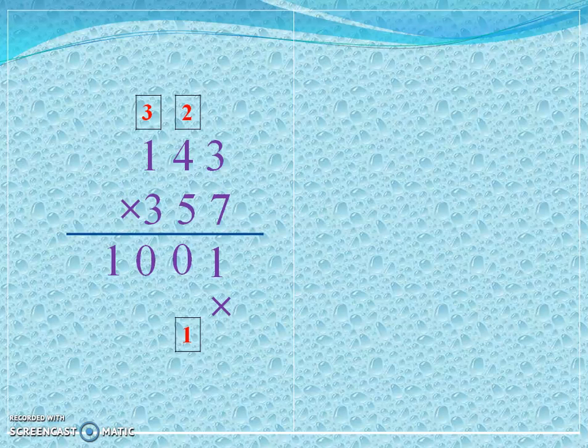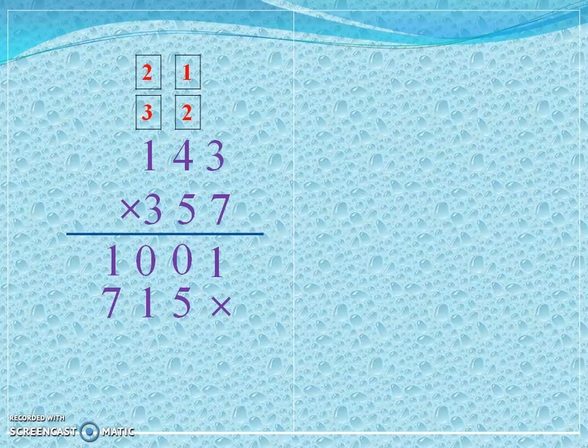5 3s are 15, where 1 goes up as a carryover, 5 comes down. 5 4s are 20, plus 1 gives you 21, where 2 goes up as a carryover, 1 comes down. Similarly 5 1s are 5, plus 2 gives you 7. We have completed multiplying by 5 also. Now we'll start multiplying by 3.